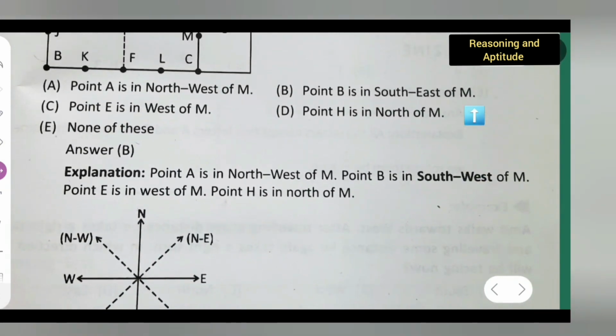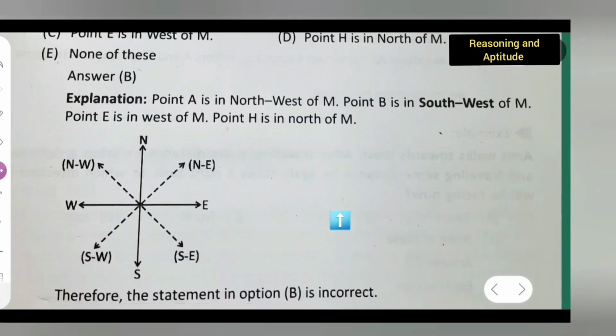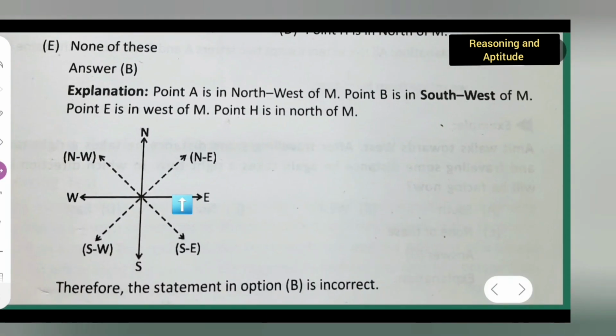But here in the option, what is given? Point B is in the southeast of M. So obviously B is the correct option for this one, okay. And even you all can see the direction. Wait, let me give it to you all. See here it is given north, south, east, west, northwest. Therefore the statement in option B is incorrect, okay. So the incorrect option is B.